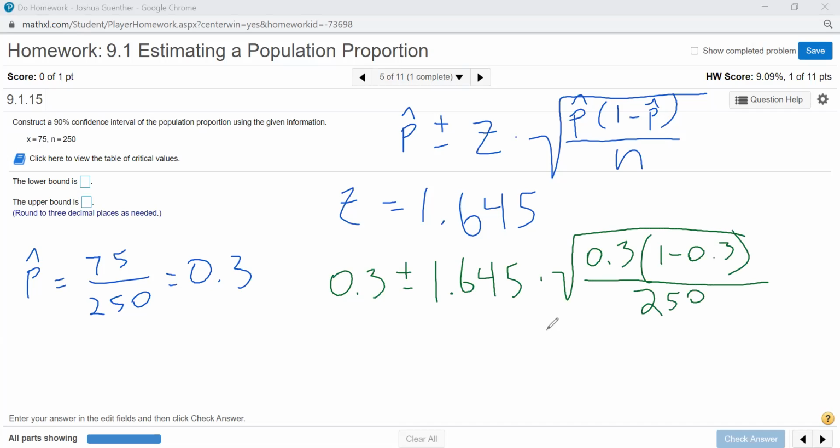And so now I'm going to do the margin of error calculation. You can do 0.3 times 0.7 divided by 250. Then you can take the square root of that, then multiply by 1.645. You're going to end up with 0.3 plus or minus, if we round to 3 decimal places, which it wants us to do, 0.048.